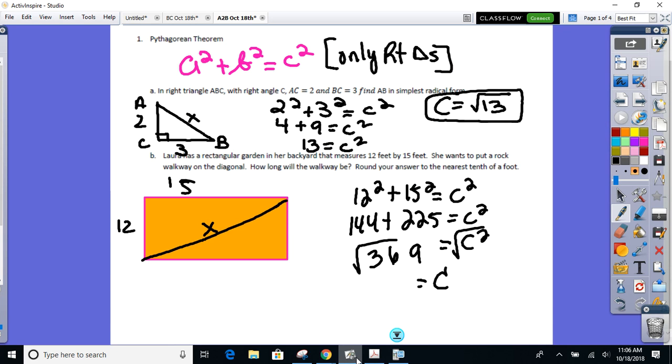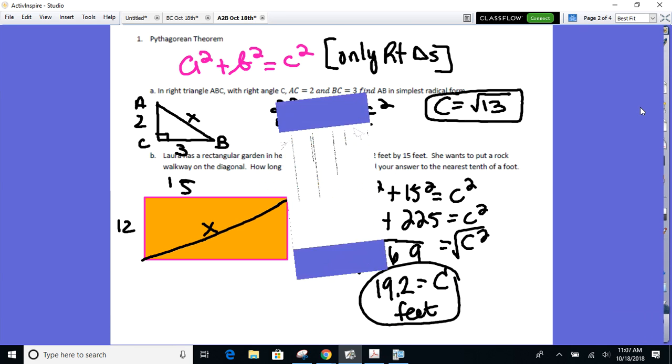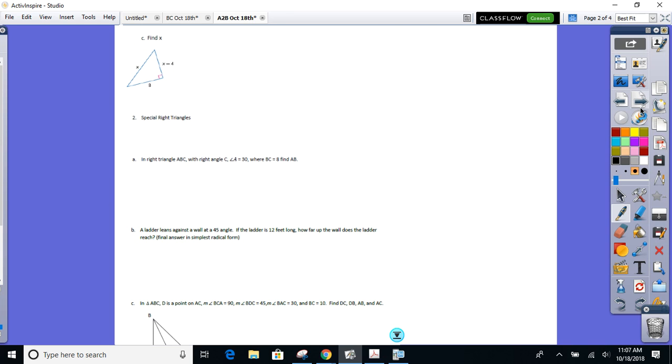4. I know it's got to be more than 12 and 15. 19.2. How we looking, everybody? Confirmation? 19.2 feet. Guys have any issues with Pythagorean theorem? All right. Now you got to go on the big boy, big girl math.